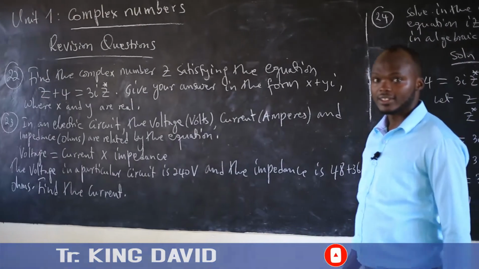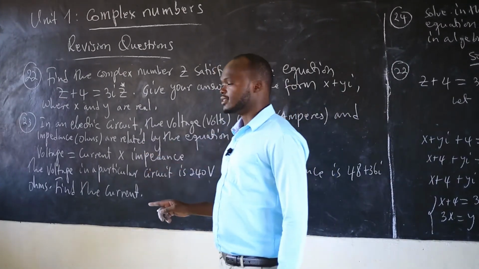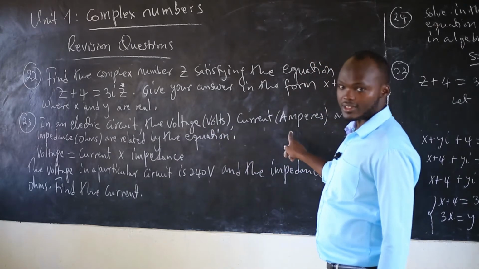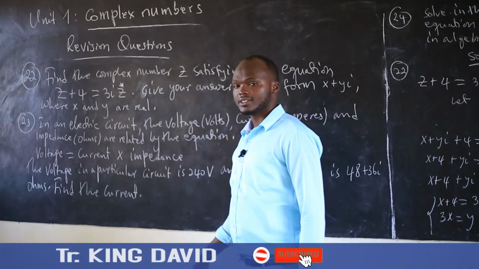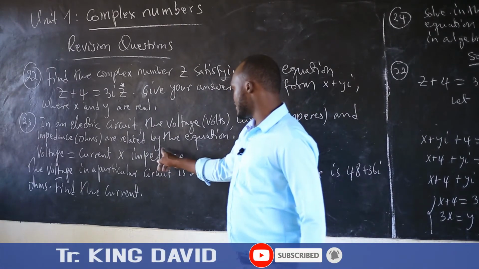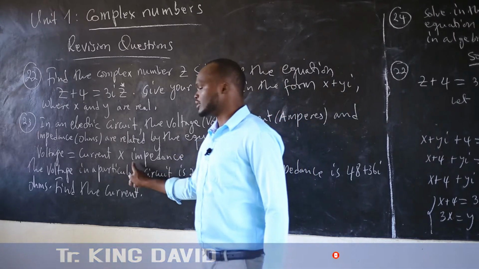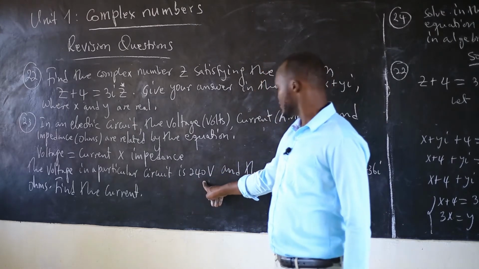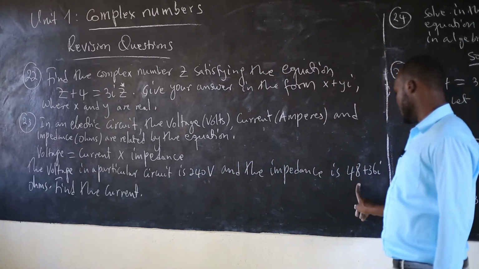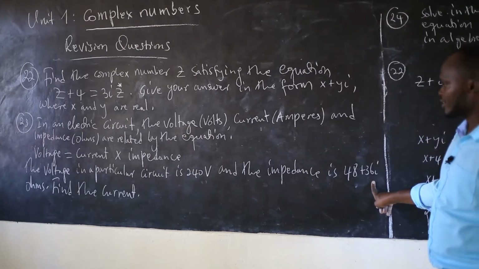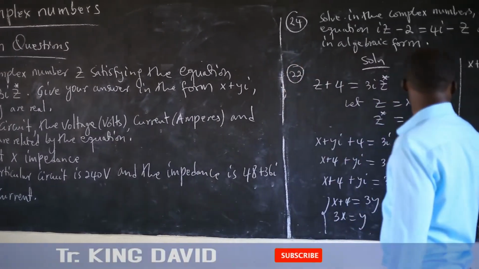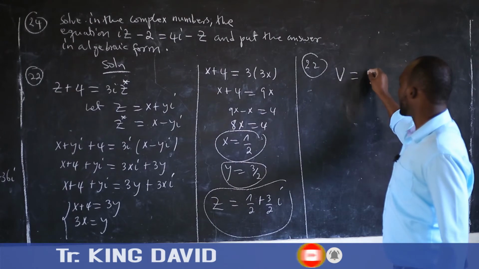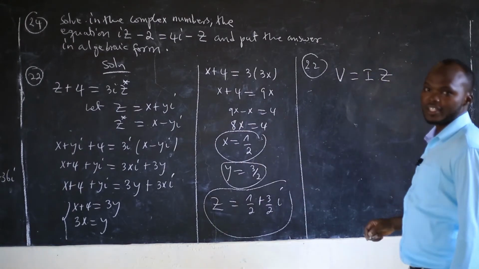Number 23 is saying an electric circuit, the voltage where its unit is volts, current where its unit is ampere, and impedance where its unit is ohms are related by the equation: voltage equal to current times impedance. The voltage in a particular circuit is 240 V, and the impedance is 48 plus 36i. Find the current. We have voltage equal to current times impedance. You know that impedance is Z.